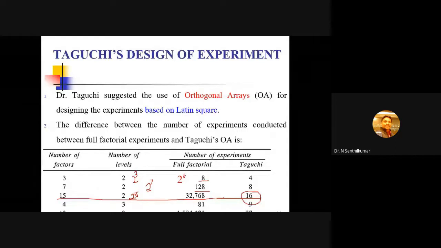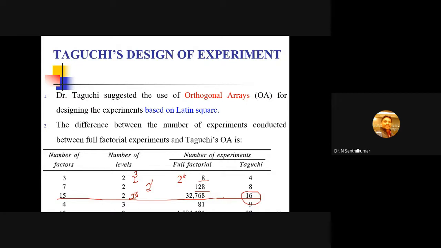But what effect these 32,768 experiments will provide us can be obtained by these 16 experiments. You have to understand that the effect of input parameters determined from these 32,768 experiments will be the same as the effect that is produced by 16 experiments. So that's what Taguchi is trying to tell us.